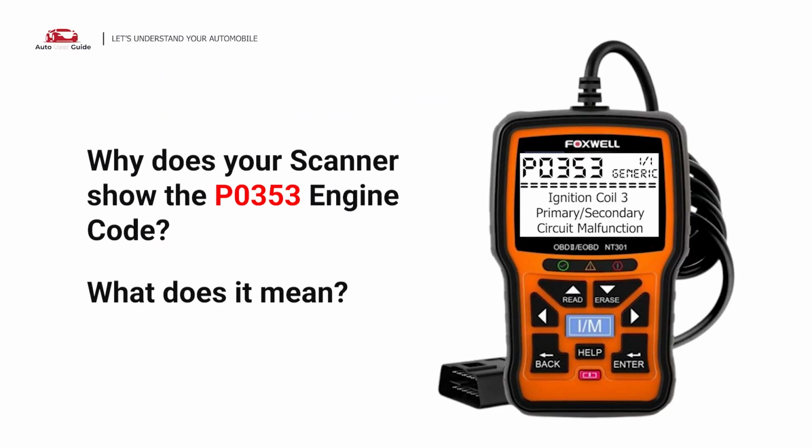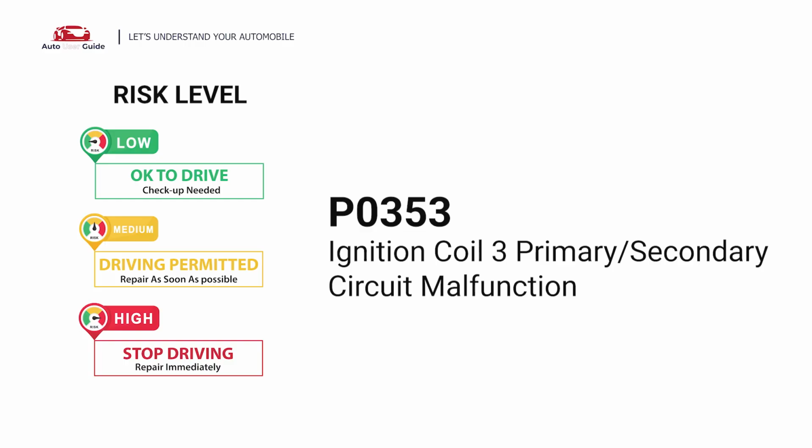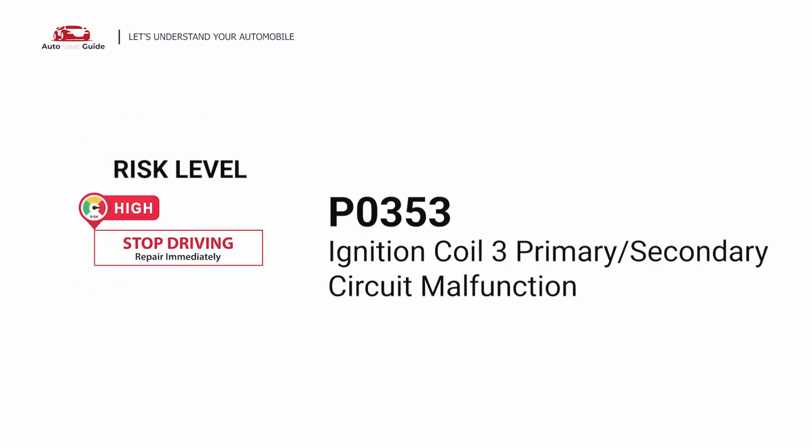Why does your scanner show the P0353 engine code? What does it mean? P0353 is a diagnostic trouble code for ignition coil 3 primary or secondary circuit malfunction.